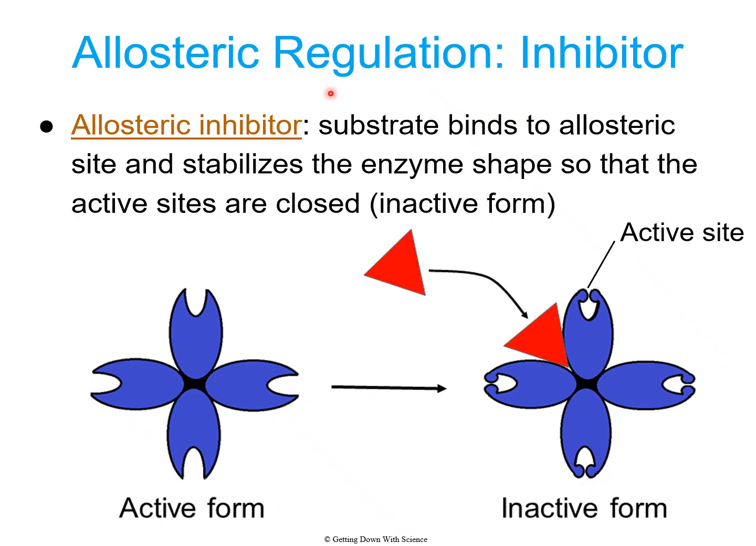All right, so here we are. The opposite, another type of allosteric regulation, is when the inhibiting molecule serves to stop the enzyme from working.